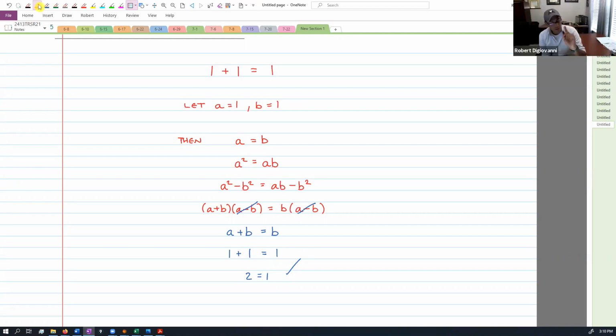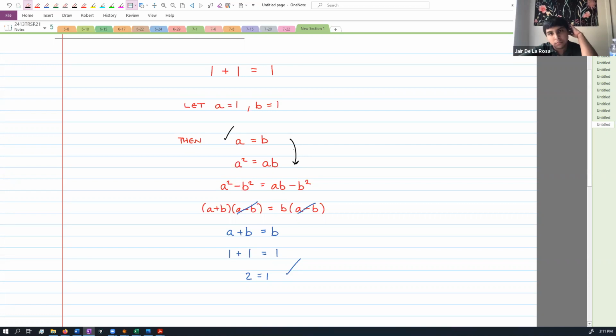Okay, so let's go from the very first step. The very first step, A is equal to B. We're all good with that, yes? 1 is equal to 1. Now the next step, what I did was I multiplied both sides by A, right? Are you allowed to multiply both sides of an equation by a number? If you have an equation, can you multiply both sides by a number? Yes. Any number? 1 would be fine, as long as you multiply both sides by the same number.